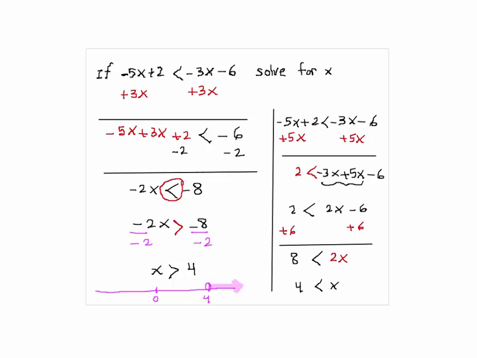So if I say equal to, then we're going to include the 4. If I had the equal sign here, then you would include this endpoint. Otherwise, you don't include the endpoint. Do you follow that so far? Yes. Okay, good.